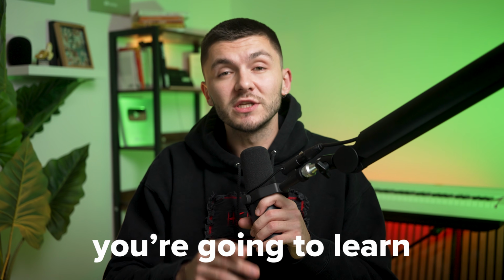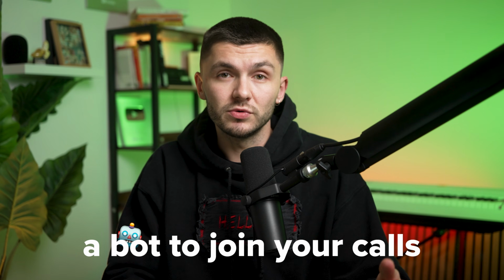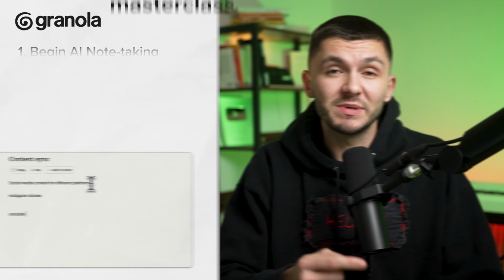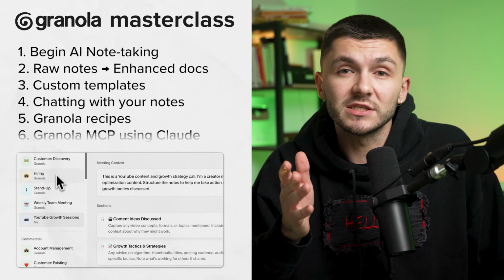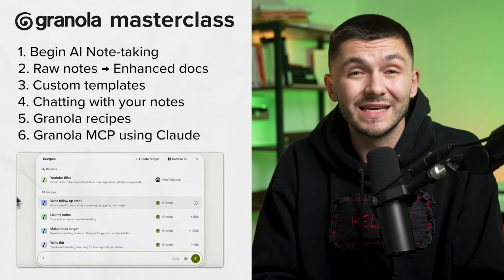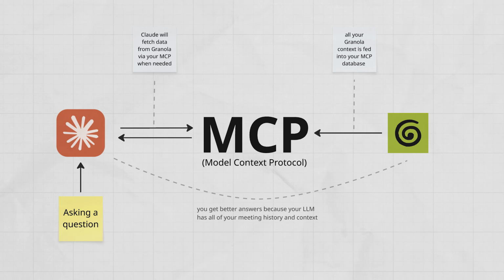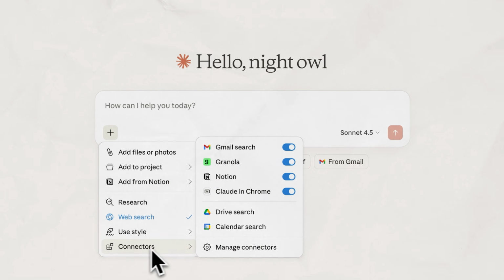In this video, you're going to learn how to use Granola, which is an AI meeting notes enhancer that doesn't require a bot to join your calls. And I'm going to show you everything from how to begin AI note-taking, to turning your raw notes into AI-enhanced docs, building custom templates so they're always in the right format, chatting with your notes, using recipes to quickly get all the information you need, and how to set up the MCP so you always have your Granola history within ChatGPT or Claude when you're chatting with your LLM.